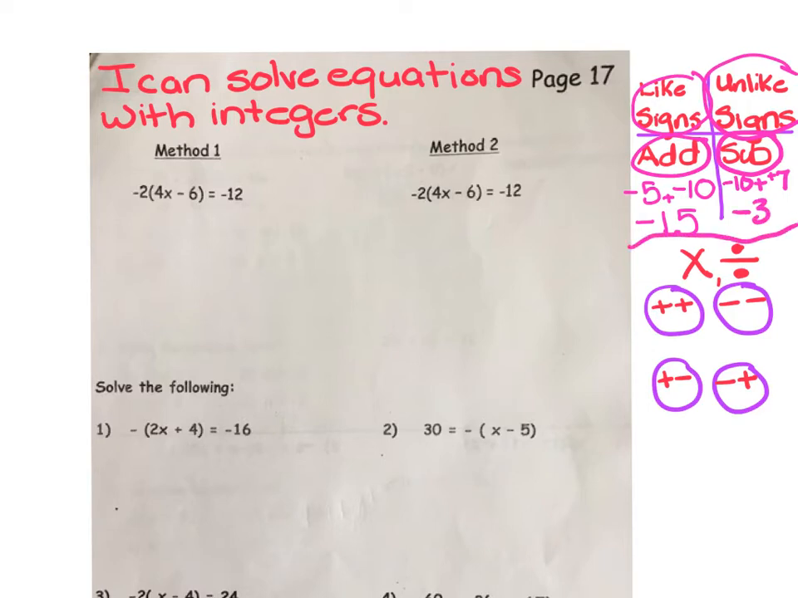When we multiply and divide, we use the Margar rules. When you have like signs, you get a positive result. But when you have unlike signs, you get a negative result. Let's jump in to solving some equations.